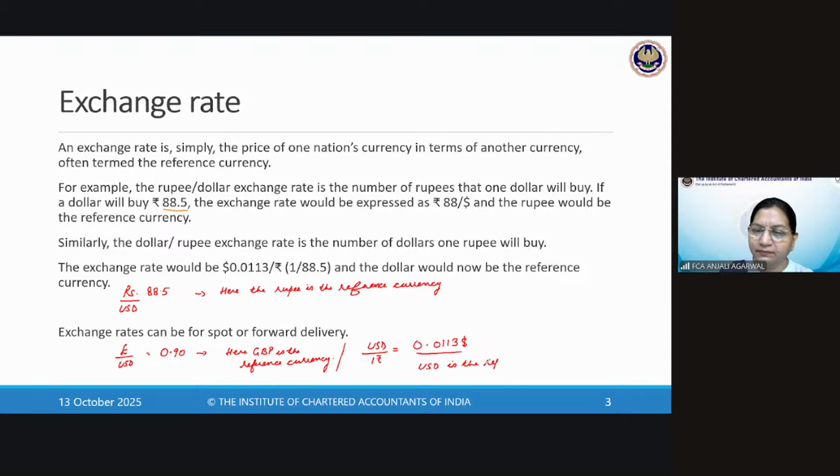Right, team? If you have any doubts, please type in the chat window. I'll see from there and I'll take up the doubts. Else we can move forward if you have understood what is reference currency.